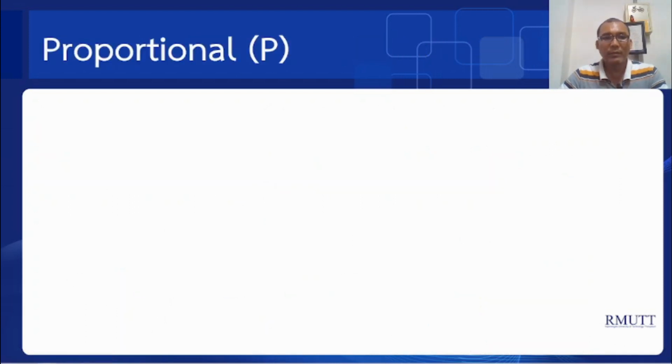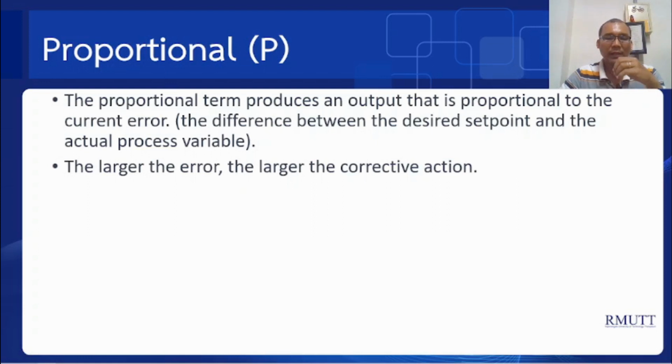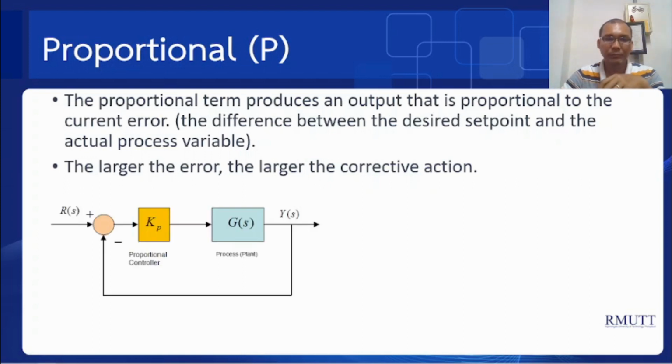The first term is proportional. So here we will talk about the proportional term. In here, the proportional term produces an output that is proportional to the current error. So the difference between the desired set point and the actual process variables. Here, the larger the error, the larger the corrective action.